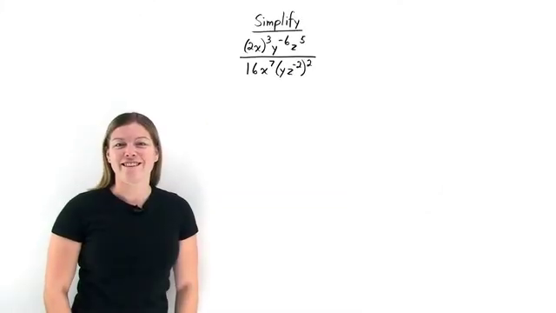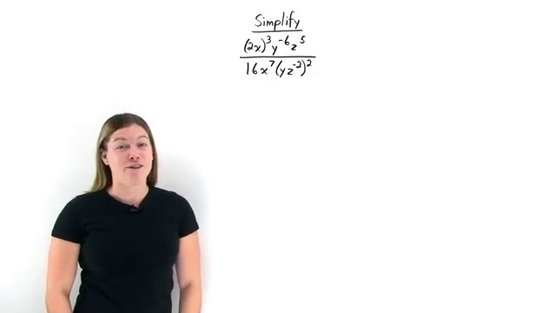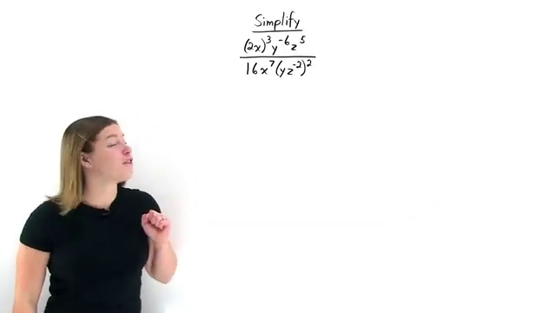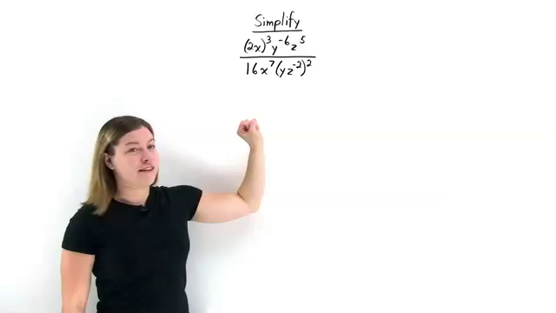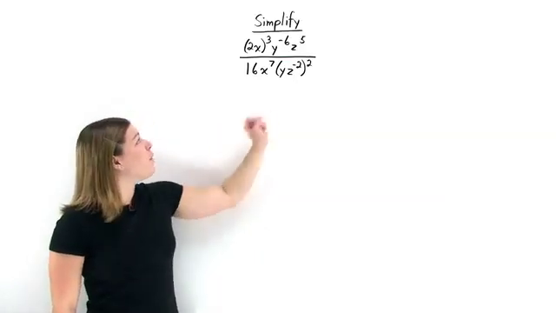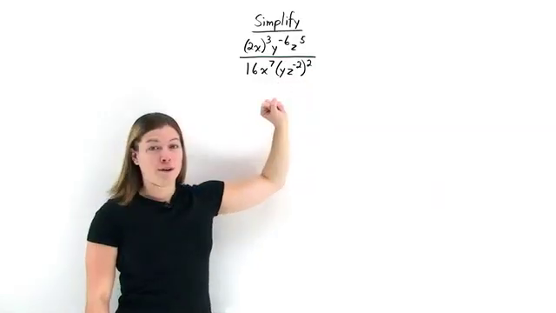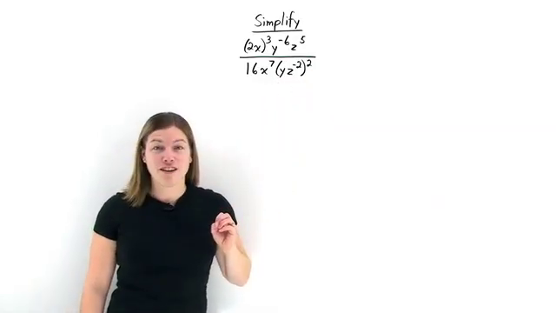Let's simplify this expression and write the answer without using negative exponents. To simplify a problem like this one, the first thing we need to focus on is removing these parentheses. But if we look, we can see that everything inside the parentheses is being raised to a power. So we need to address that first.